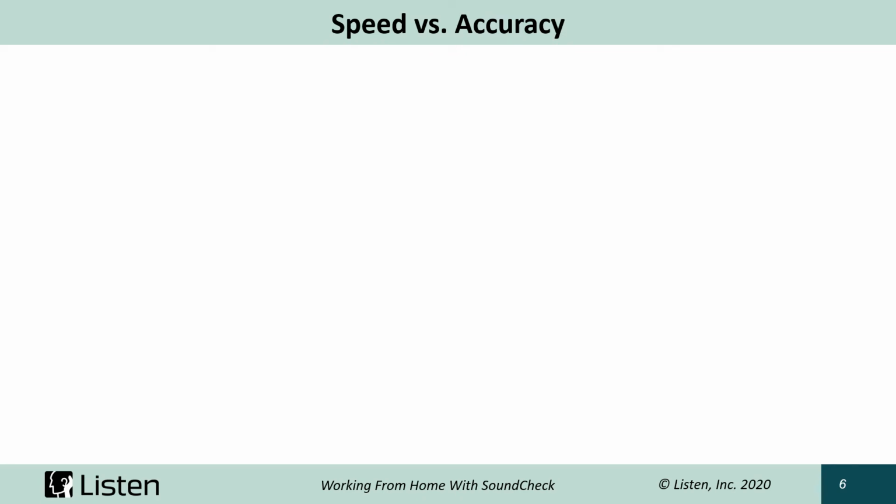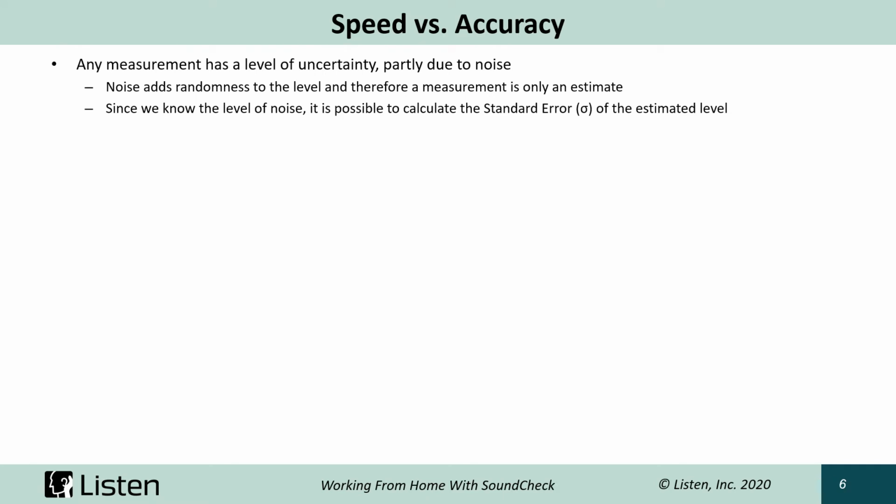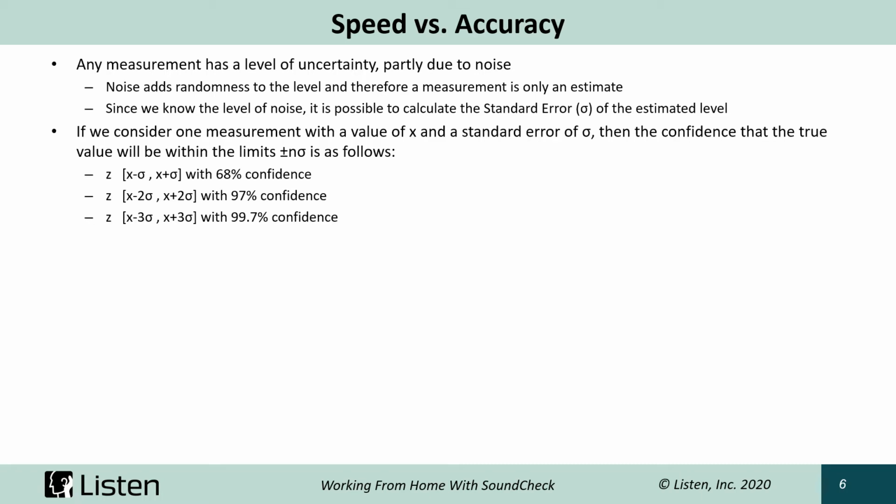And again, it all comes back to speed versus accuracy, what is more important to you, and how do we find that happy balance. Any measurement has a level of uncertainty due to noise. Noise introduces a randomness to the level, so a measurement at best is only an estimate. But since we know the noise level, we can calculate the standard error of the estimated level using the measurement confidence feature in SoundCheck.